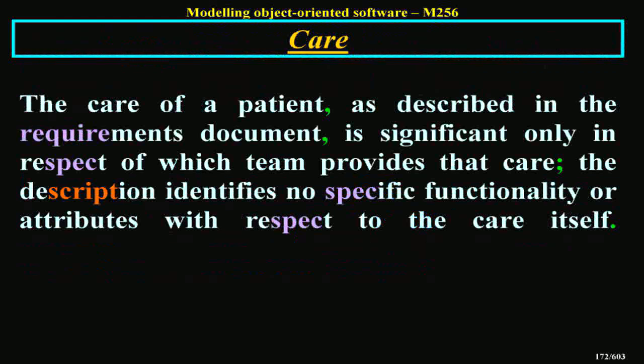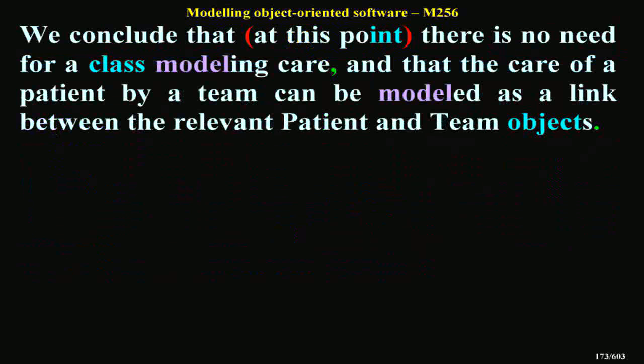Care. The care of a patient, as described in the requirements document, is significant only in respect of which team provides that care. The description identifies no specific functionality or attributes with respect to the care itself. We conclude that at this point there is no need for a class modeling care, and that the care of a patient by a team can be modeled as a link between the relevant patient and team objects.